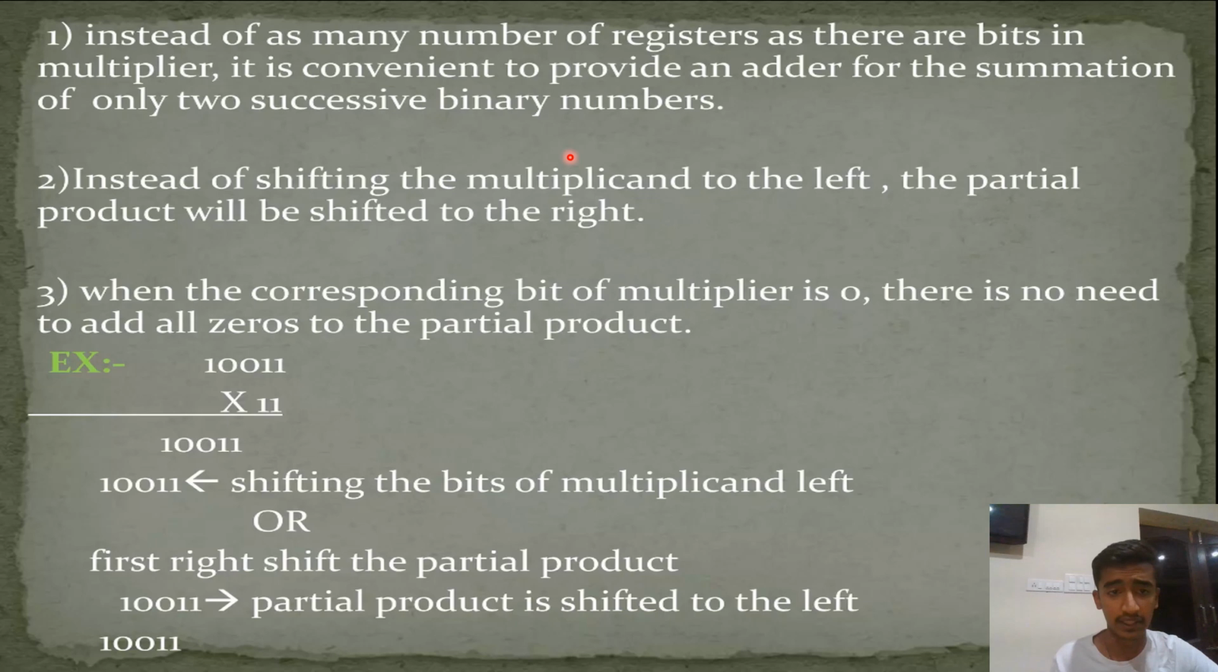We can do two things. Instead of shifting the multiplicand to the left, we can shift the partial product to the right. Similarly, when the corresponding bit of the multiplier is 0, there is no need to add all zeros to the partial products. That means whenever the multiplier bit is 0, we do not have to add any partial product.